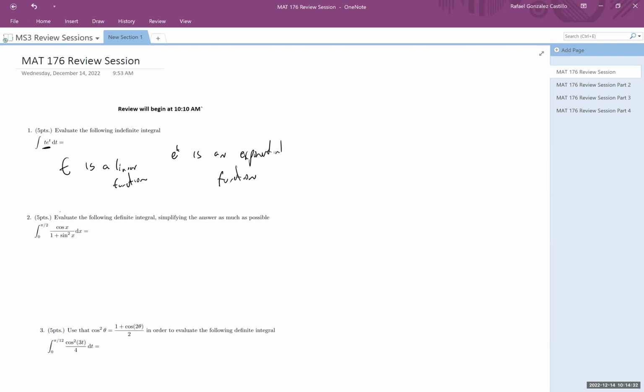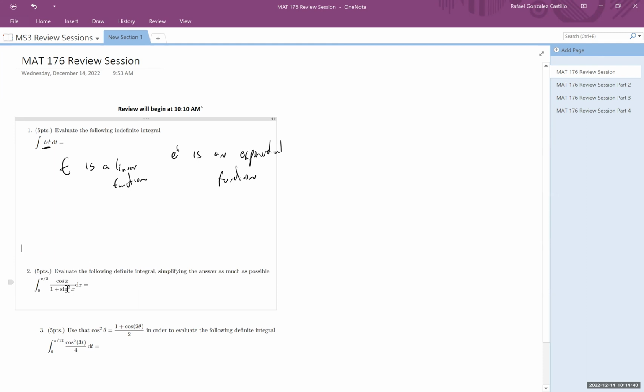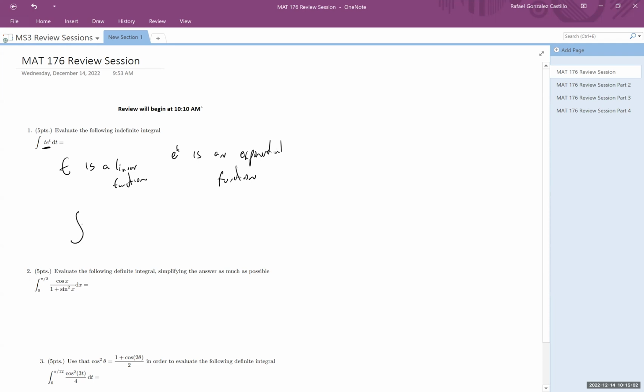Now, because t and e to the t are both functions and they are being multiplied together, when we do this problem, you will have to use integration by parts because we have two functions that we have to integrate at the same time. So because of that, we will be using the integration by parts technique. Now, if you don't remember the integration by parts formula, it is the following. It says that the integral of u dv is equal to u times v minus the integral of v du.